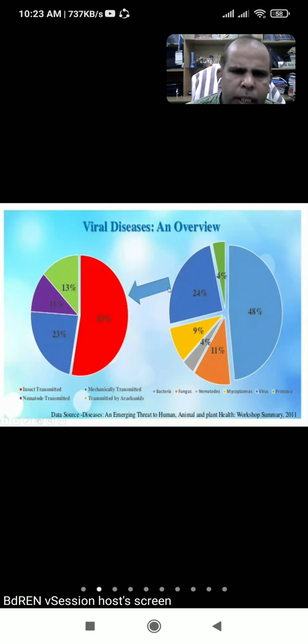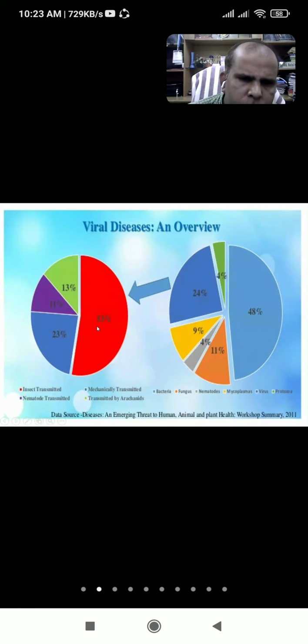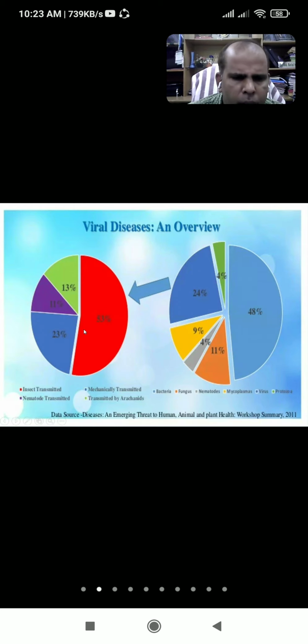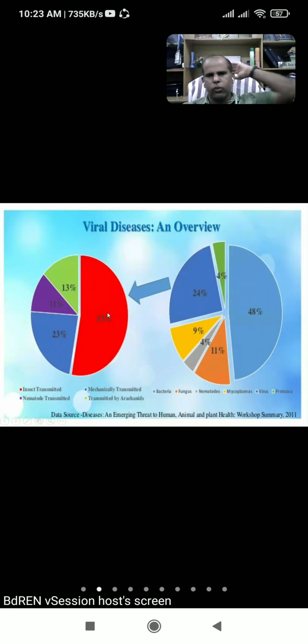And among the viruses, most of the plant viruses are transmitted by insect vectors, and above 50% of viruses can be transmitted through insect vectors, and are also transmitted mechanically as well as by nematodes and other ways. So above 50% of viruses can survive and can be transmitted through insect vectors.